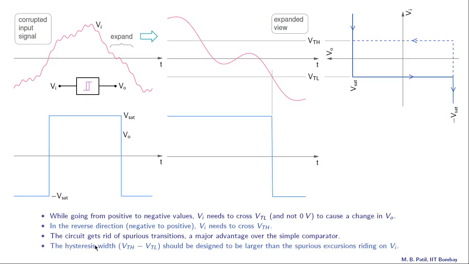The circuit gets rid of spurious transitions, which is a major advantage over the simple comparator. The hysteresis width VTH minus VTL should be designed to be larger than the spurious excursion riding on Vi. This is our hysteresis width, and we should design it such that it is larger than these excursions which are riding on the input voltage. Then we will not have this problem of multiple transitions.